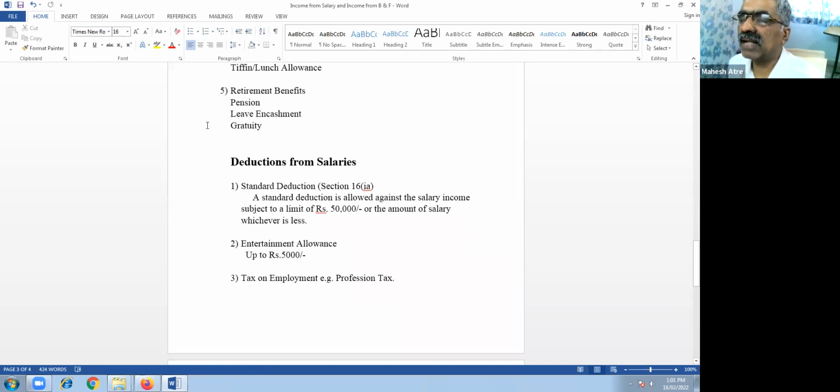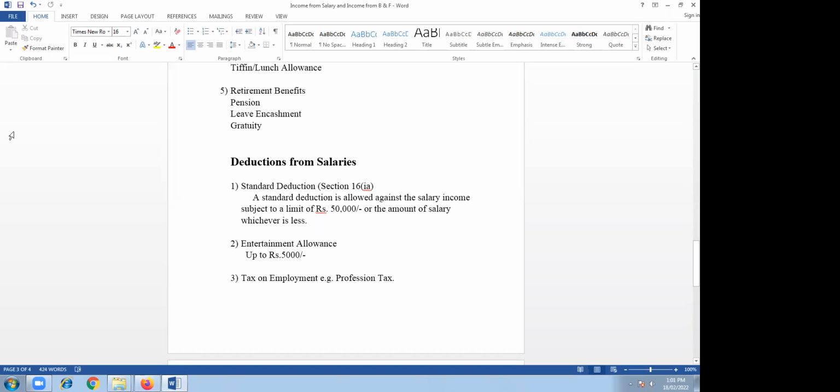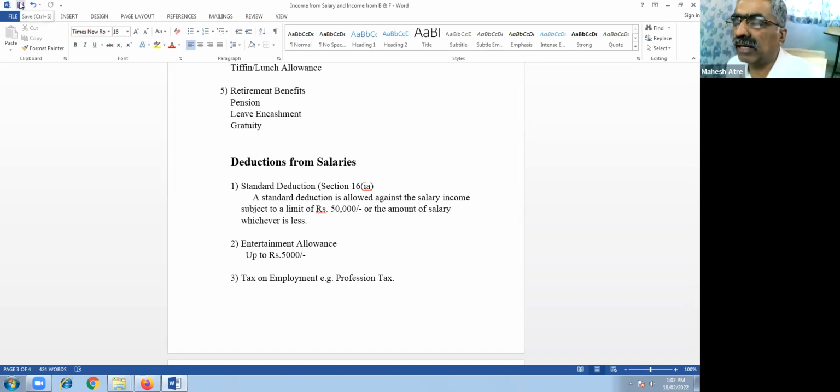Please try to understand the deductions from salaries. First we calculate income from salary. From that, the government has given some benefit to the employee, which we call the standard deduction. A standard deduction is allowed against the salary income subject to a limit of rupees 50,000 or the amount of salary, whichever is less. Every employee who gets income from salary has this benefit, deducted from his income, called the standard deduction. Now I am going to explain.